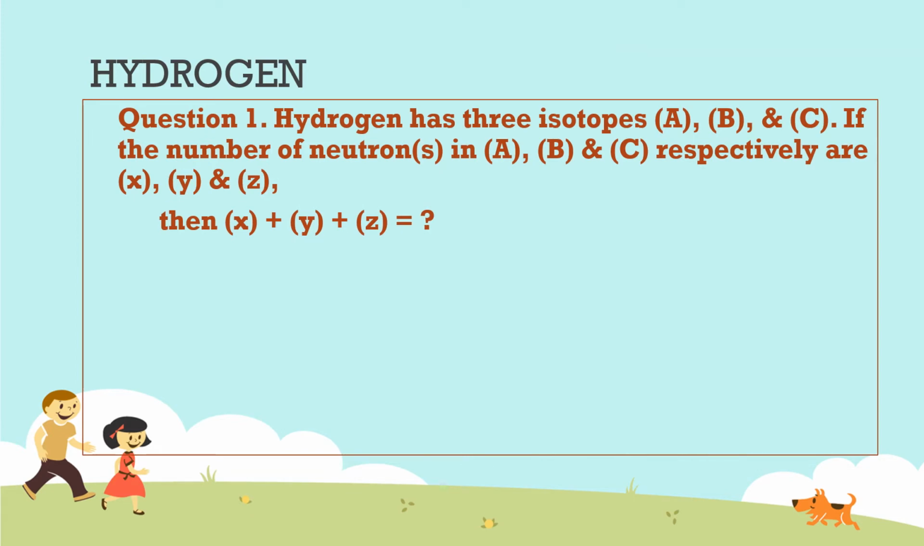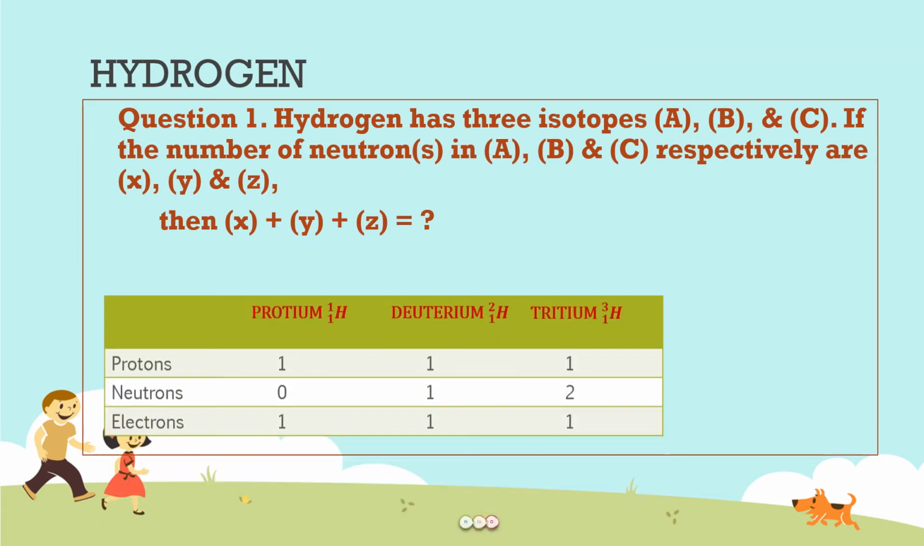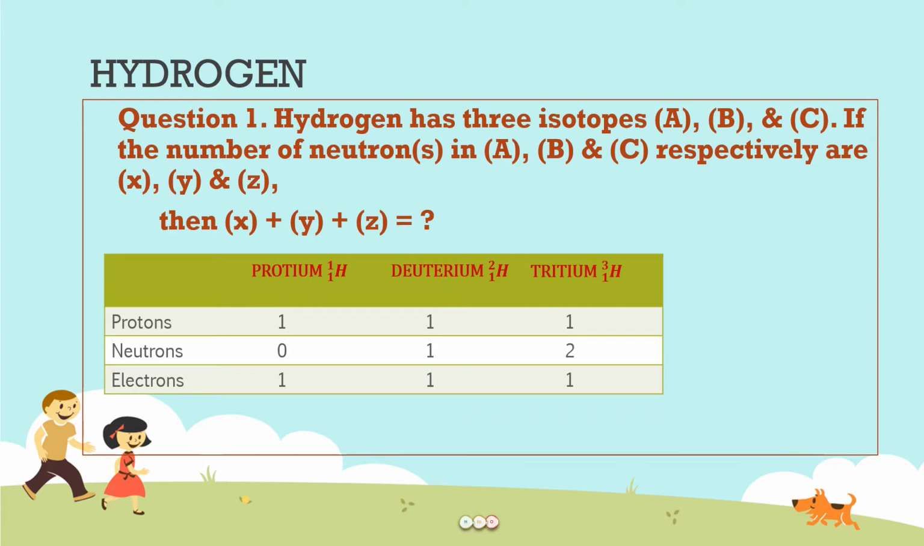So now I think you can quickly answer the question. We have put a table for this also, and the number of protons is going to remain the same for all three. The number of electrons is also going to remain the same. The only difference is going to be the number of neutrons. So 0, 1 and 2.